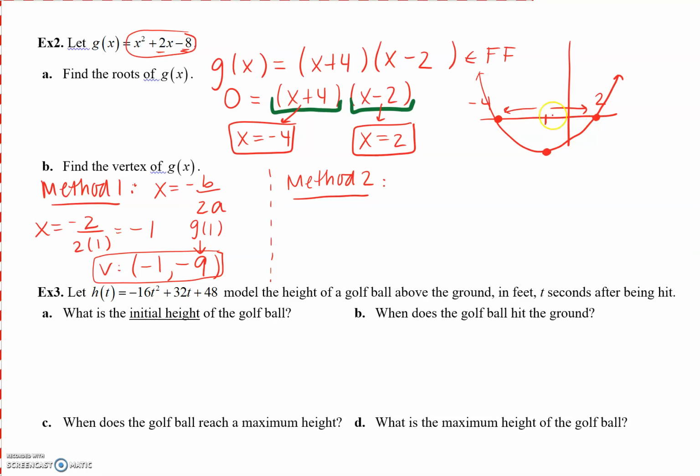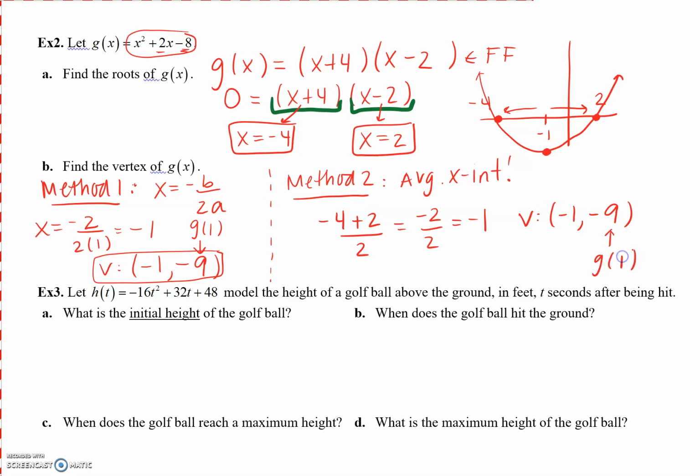So if I want to figure out what this x-coordinate is, I can average my x-intercepts. So I'm going to take my first x-intercept, add it to my second one, divide by 2. I get -2/2. I get -1. That is the x-coordinate of my vertex. Now to find the y, I have to plug it back into my original function, and again, I get -9. So either way, we were able to find the vertex.